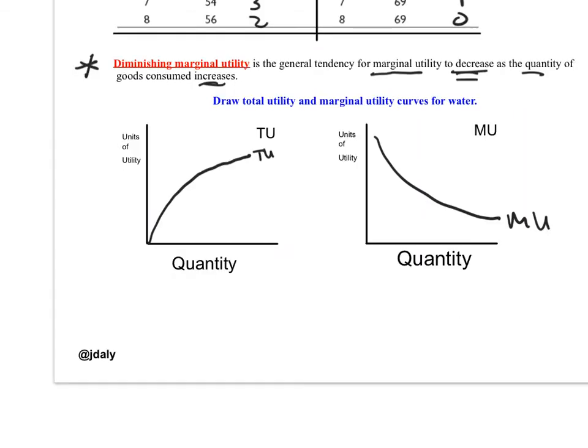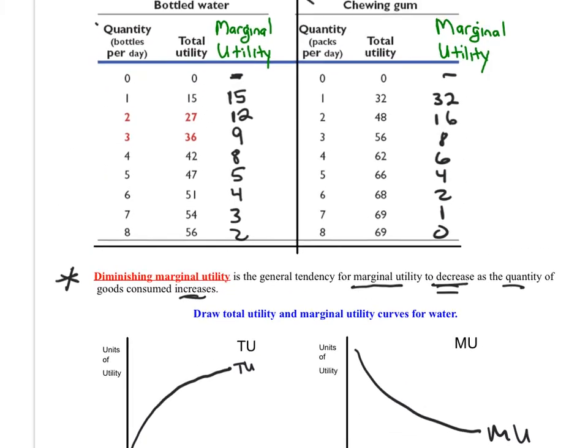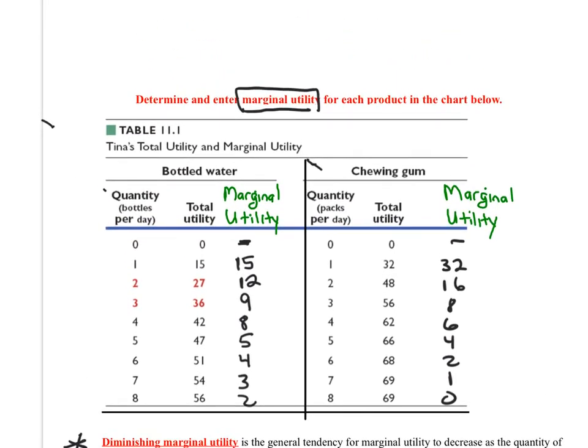And this is shown on the graph, and also computationally. So here, it gives total utility for water and chewing gum. So your marginal utility, we're going up by 1 unit, so it's just how much additional. If you go from consuming 0 to 1 bottle of water, your total utility goes from 0 to 15, therefore your marginal utility is 15. That second bottle of water, 15 to 27, so your marginal utility is 12, and the same thing on the other side, of course, for the chewing gum.